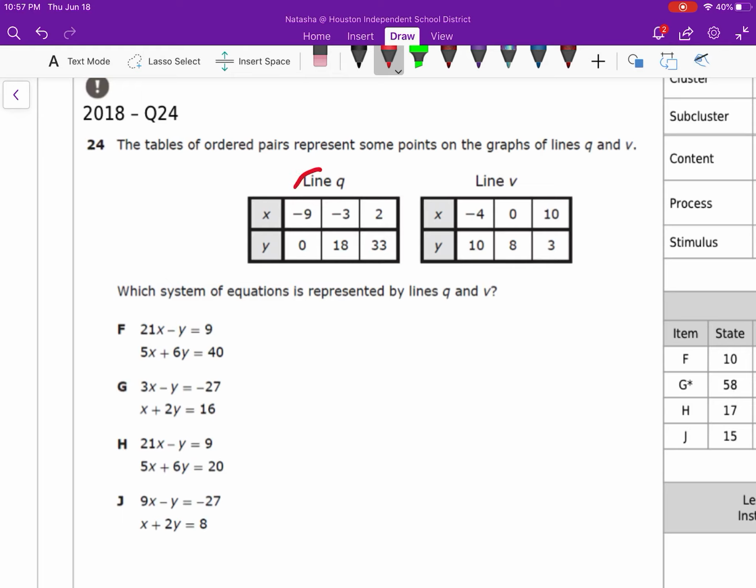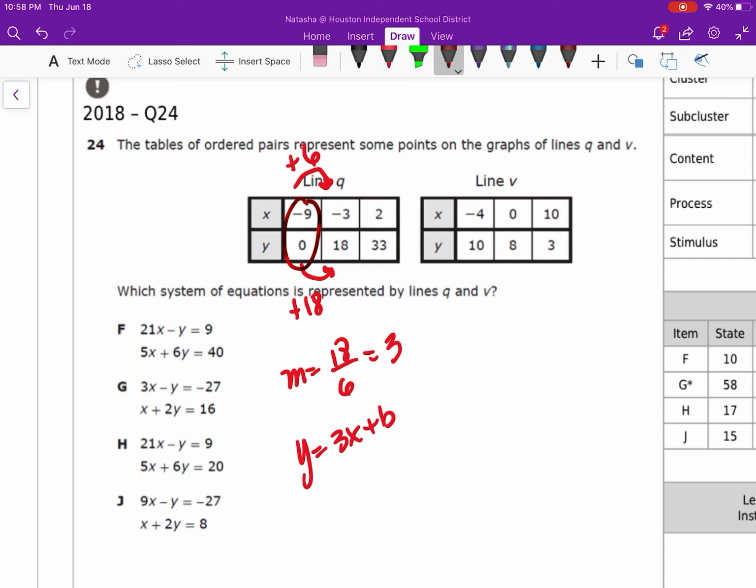So -9 plus 6. To go from here to there, we're adding 6, and from here to there, we're adding 18. So our slope is going to be 18 divided by 6, which gives us positive 3. So this is going to be y is equal to 3x plus b. I'm going to use this point. So 0 is equal to 3 times negative 9 plus b. 3 times negative 9 is negative 27. So b is equal to positive 27. So our equation is going to be y is equal to 3x plus 27.